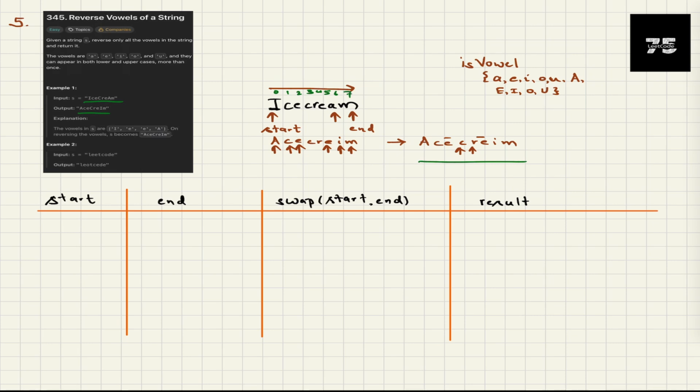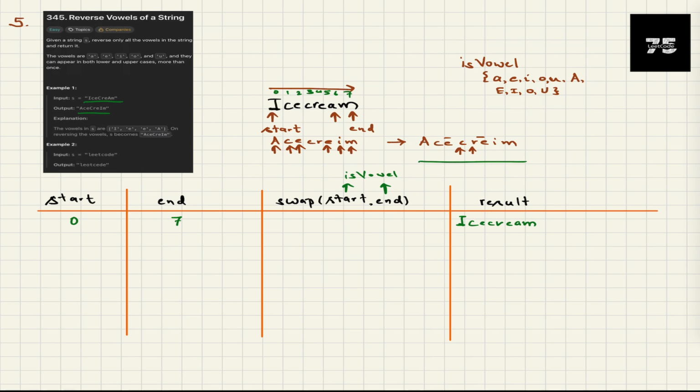Okay. So my start is at 0, my end is at 7. Now we will swap only if I call the is-vowel function on this start and end, and it is successful. If it is a vowel, then only are we going to swap. So it was ice cream, right? Now is my M a vowel? No. Is my I a vowel?